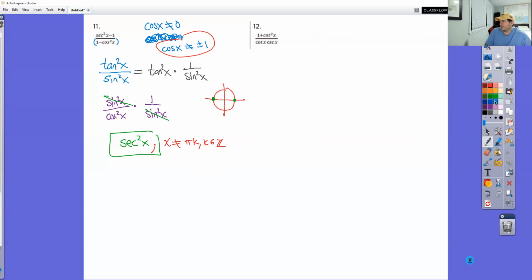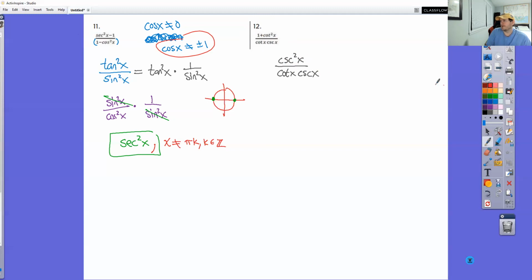1 plus cotangent squared is cosecant squared. Everybody knows that by now because you've been studying, paying attention. You've already done 11 practice problems, so you know it by now. I don't have to explain it. I refuse to. So our numerator is cosecant squared. That's a Pythagorean identity. In the denominator, we've got a cotan and a cosecant.